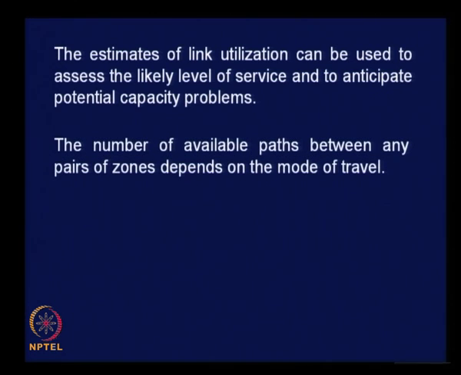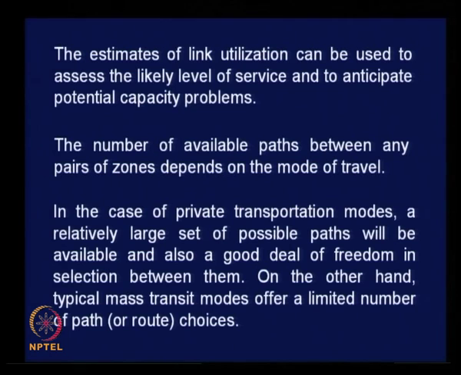The number of available paths between any pairs of zones depends on the mode of travel, that is what I told you. The number of available paths depends specifically on the mode that you choose for your transportation. In the case of private transportation modes, a relatively large set of possible paths will be available, as I said, and also a good deal of freedom in selection between them, because it is your own vehicle, you can go this way, that way, and so on, a lot of freedom and a relatively large number of alternative routes.